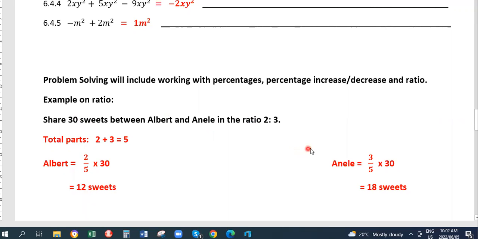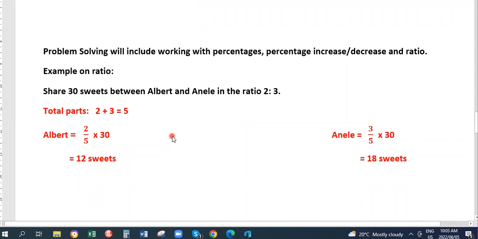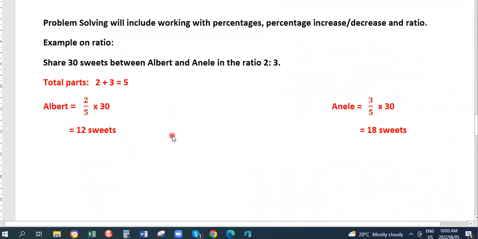Or you can work out that Anila is 3 out of 5, 3 out of the total parts. So 3 out of 5 times 30 gives you 18. That's a quick revision on ratio. But there are other videos on working with percentages and percentage increase and decrease. So watch those videos and go over that work for your revision as well.